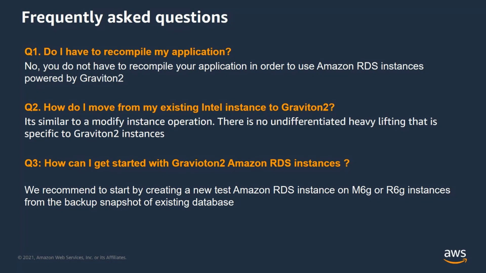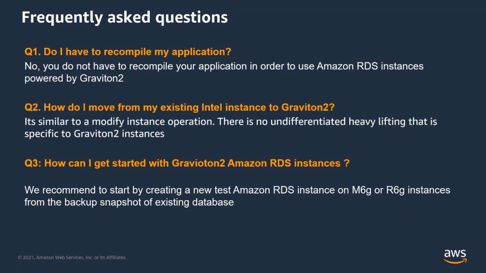This applies to Amazon RDS instances powered by Graviton2, and to Aurora as well. How do I move to a Graviton2-based instance from an Intel-based instance? It is similar to modify, like I mentioned. You go to the instance modify operation and change the instance type, and that will switch from one instance type to the other, and that's how you migrate it.